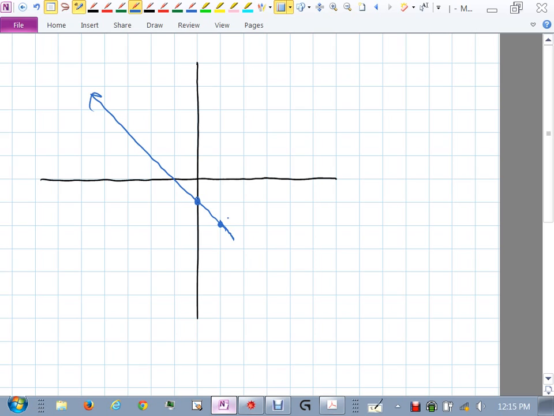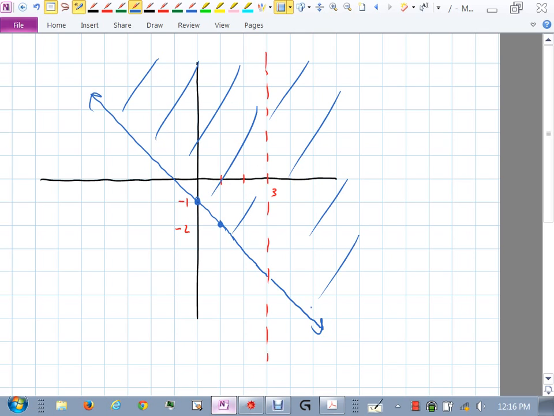What could x not be, though? X could not be positive 3. So that means that at x is positive 3, I'm going to put a dashed line there to represent don't pull all those points out. So it's everything over there except what's on that dashed line, right? Questions?